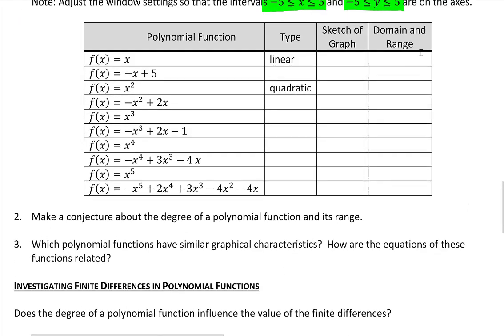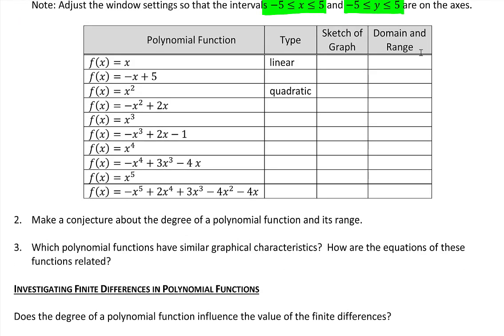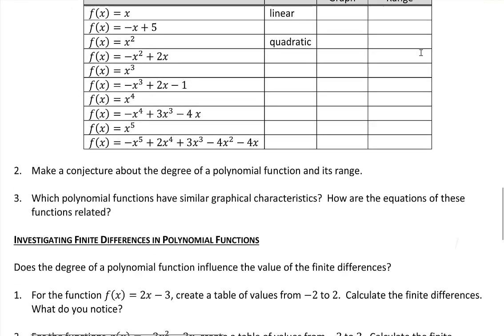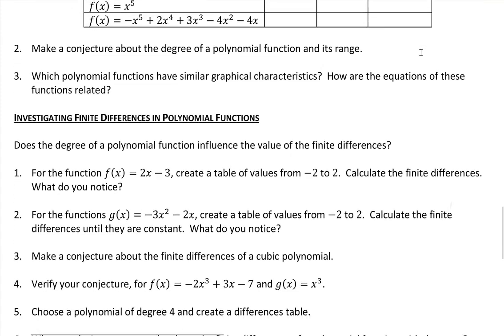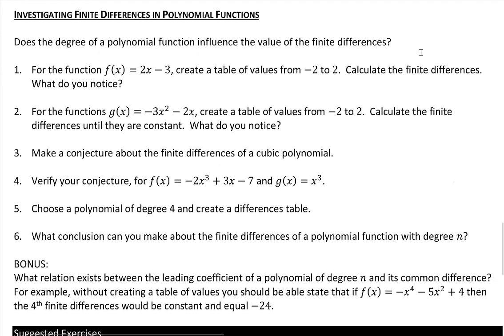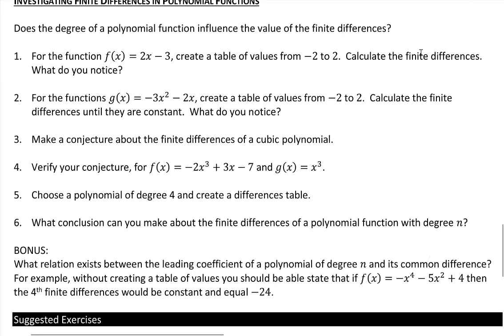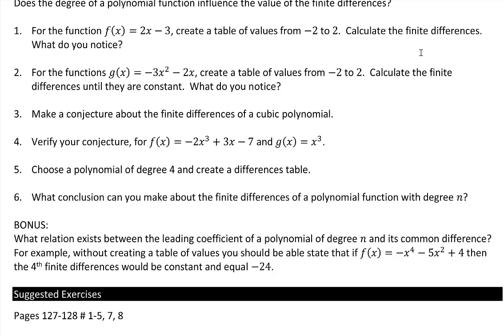So once you've completed the table, question 2 is going to ask you to make a conjecture or a conclusion about the degree of a polynomial function and its range. And then question 3 is going to ask you which polynomial functions have similar graphical characteristics and how are the equations of these functions related. Second part to this investigation is to look at finite differences. And once you've completed the investigation, then you should try the following questions.